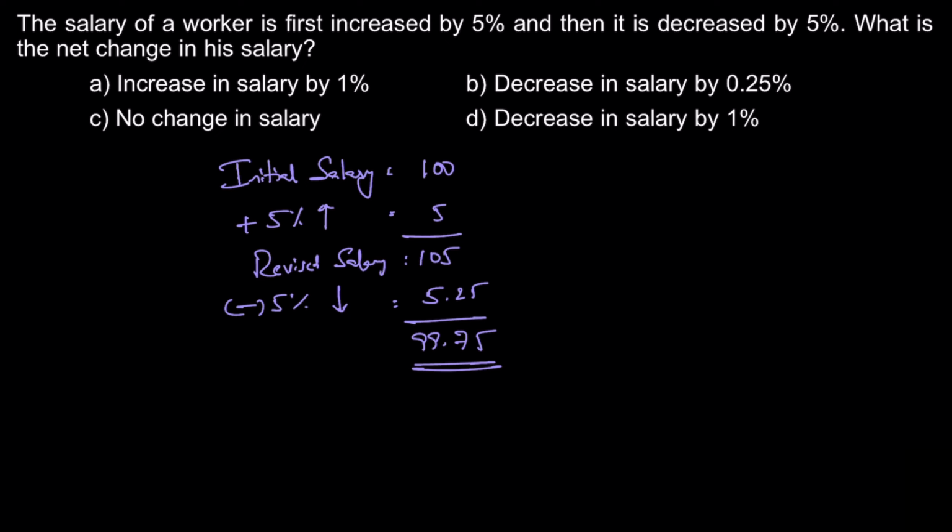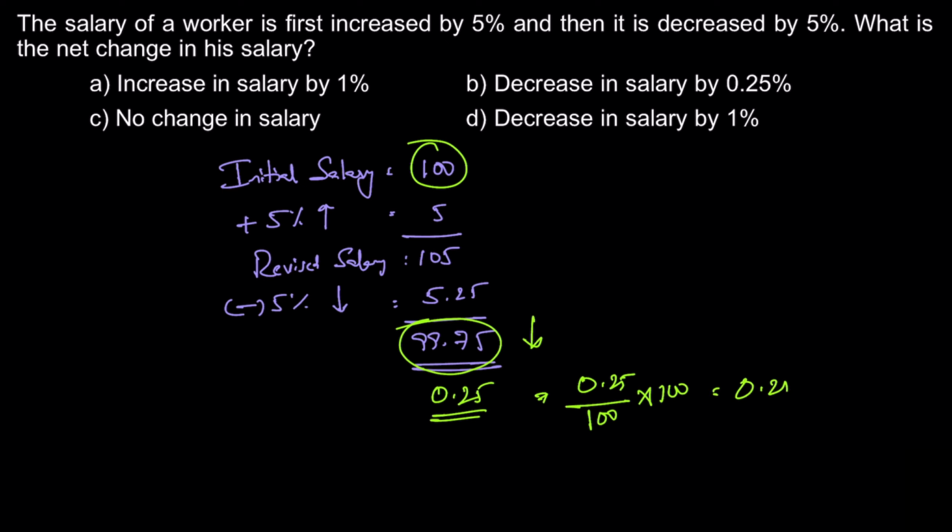Now what is the change? What is the change here when we compare with the initial salary? Initial salary is 100. Now it has gone to 99.75. There is a reduction. How much is the reduction? 100 minus 99.75. It is 0.25. In terms of percentage, what is the basis here? The base is the initial salary. So the percentage will be the change divided by the initial salary 100, multiplied by 100, which is equal to 0.25%. So there is a decrease on the salary of 0.25%.